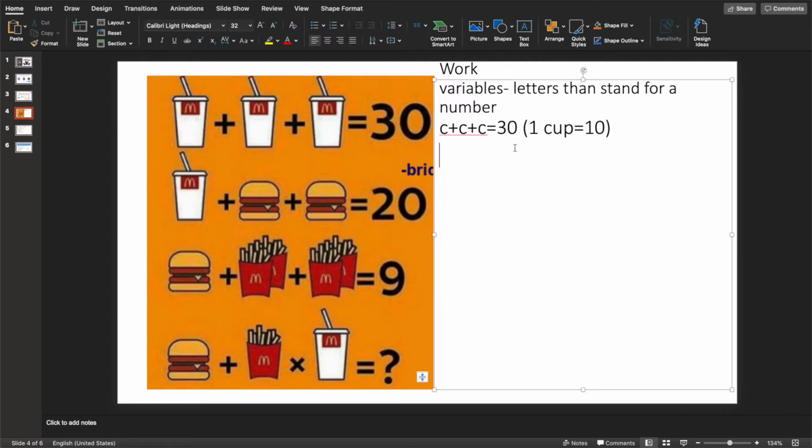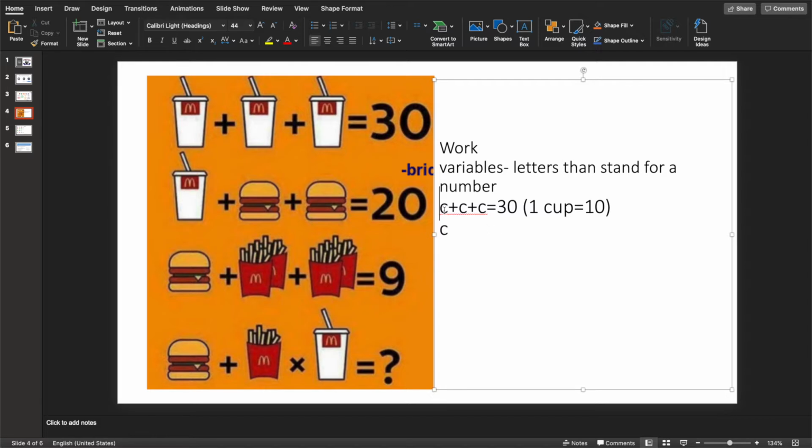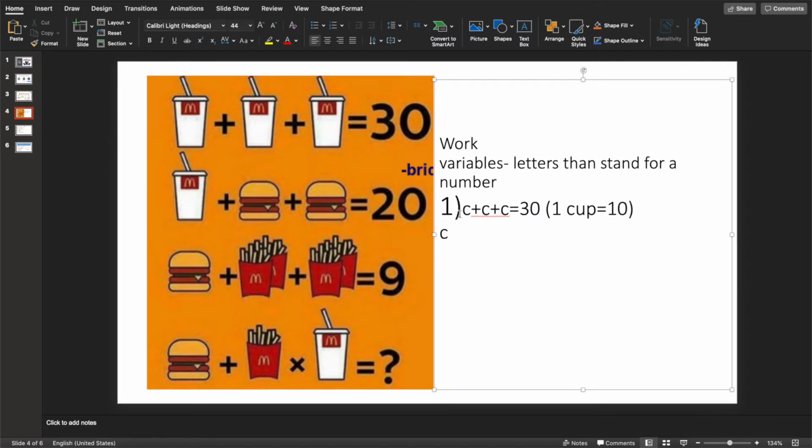All right, so let's double check and make sure that that would be true. 10 plus 10 plus 10 would equal 30. So far, so good. All right, let's look at the second one. I have a cup, and let me number these. In math, it's always good to number your work. So the first row, second row.